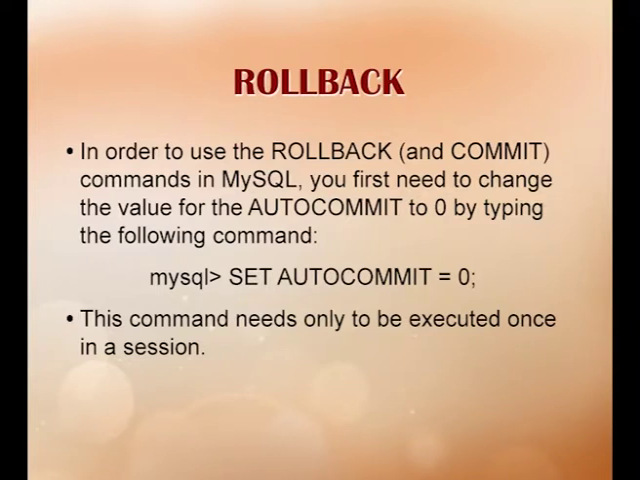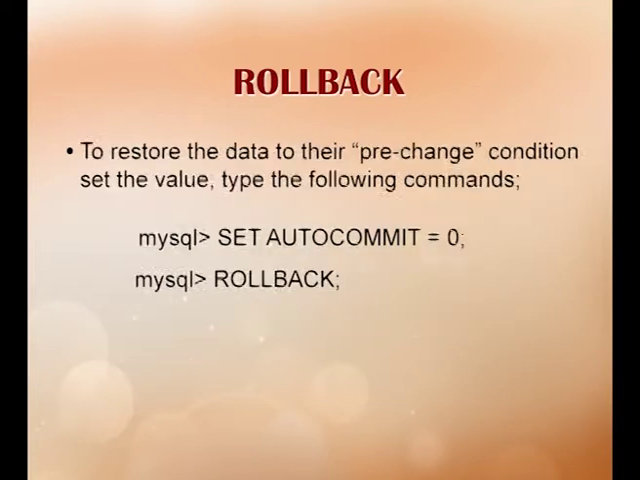In order to use the rollback command in MySQL, first of all you have to set autocommit to 0. There is a command called set autocommit = 0. This command I have to give, and it needs to be executed only once in a session, and later on I can use the rollback. So, to restore the data to the pre-change condition, first I have to give set autocommit = 0, and then I can give the rollback command.